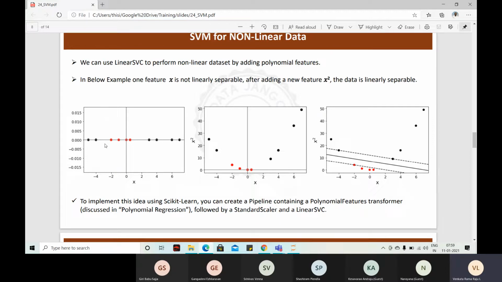If you do a decision boundary here, these four are falling on the wrong side. If you do a decision boundary here, these two are falling on the wrong side. So the only way you should be doing a decision boundary is like that. A parabola. You should be doing a parabola.